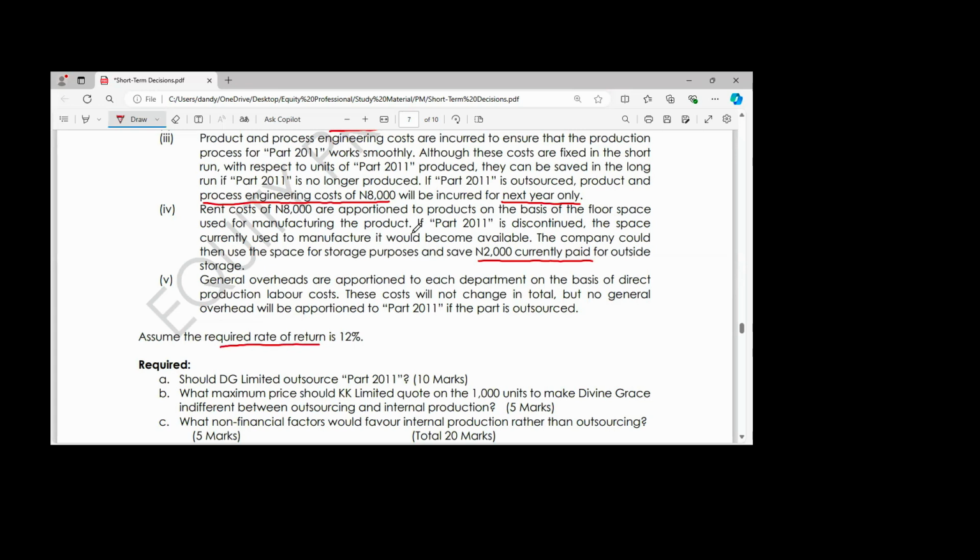However, because you have been given a cost of capital of 12%, it means that you are supposed to discount the future expected cash flows arising from this Part 2011. So you are supposed to discount it to its present value equivalent. Whenever you are given a cost of capital or discount rate in a question, it means that you must discount it. You want to calculate present value. So to solve this question, what are you supposed to do? Very simple. There are two options available. One is to make Part 2011.